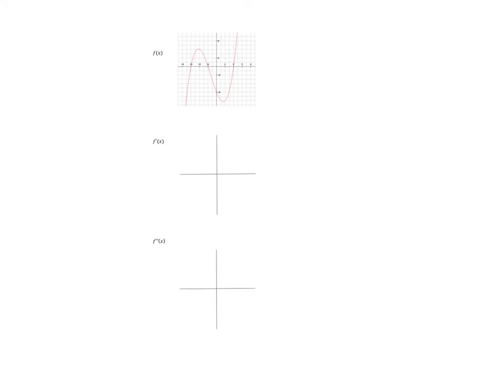Now, using what we just got from the last slide, we're actually going to work backwards, because I am giving you f of x, and what I'm asking you to do is graph f prime of x. Remember, that means the slope. And then I'm asking you to graph f double prime of x. And remember, that represents concavity.